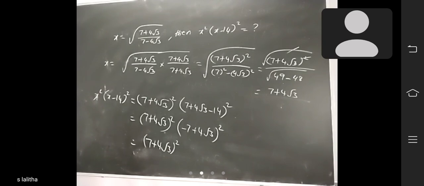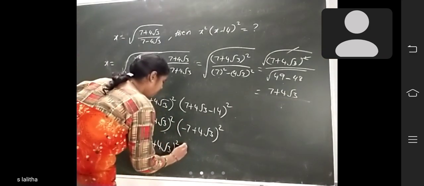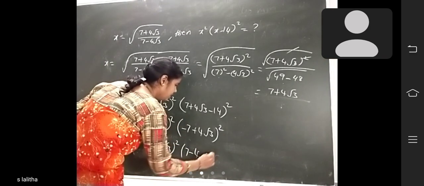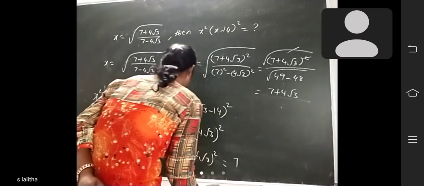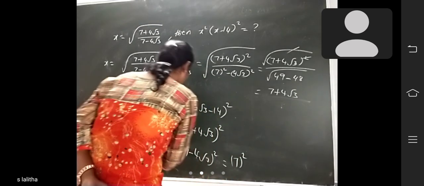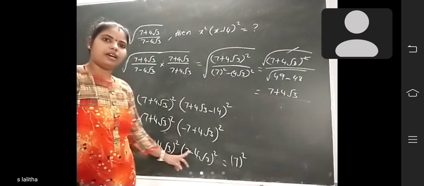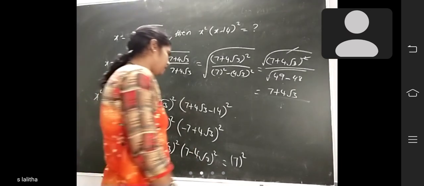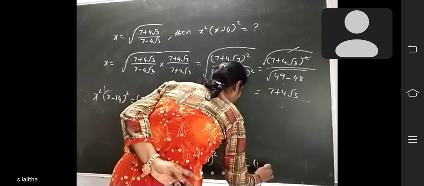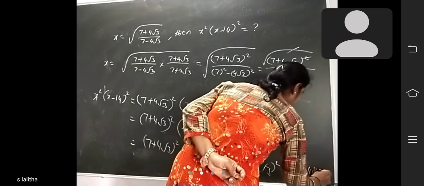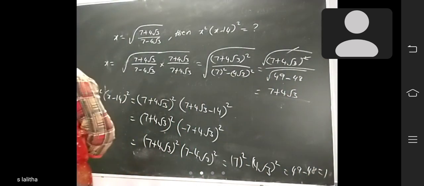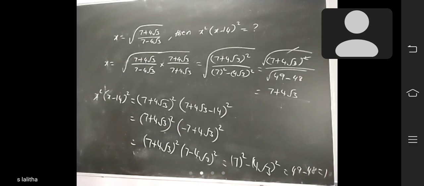Now it is in the form of (7 plus 4 root 3) whole square into (minus 7 plus 4 root 3). How can you write this one, children? 7 minus 4 root 3. Here you can take minus as common. How can you write (7 minus 4 root 3) whole square? Now both are squares only. So 7 square, a square minus b square, how much? a square minus b square. So 7 square minus (4 root 3) whole square. That is equal to 49 minus 48. How much? 1. What is the value? 1. Okay, ma? So like that you can do the sums, ma.